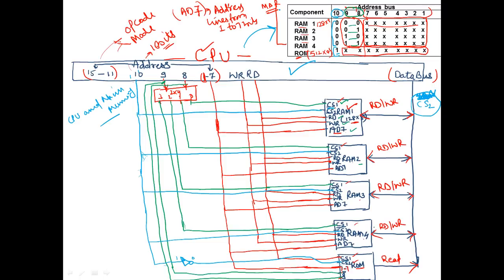So whenever this kind of question comes, the first thing is that you will be defining the memory address map in a pictorial form. Then secondly, you can design it using the diagrammatical representation like this.